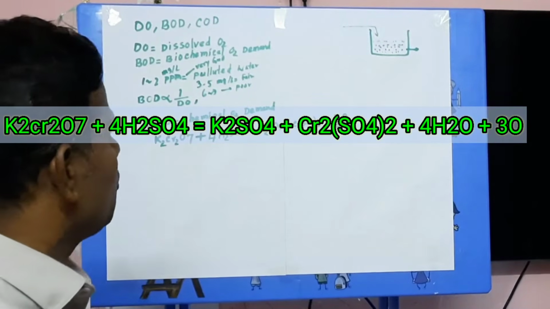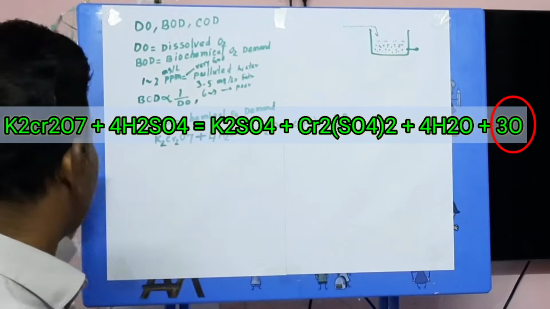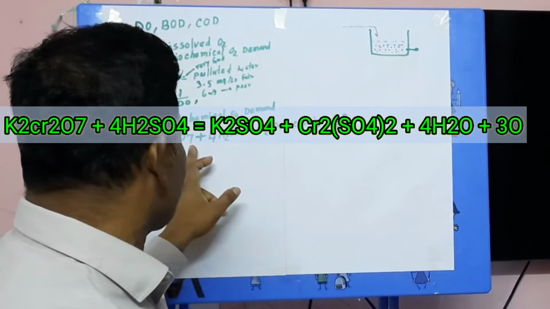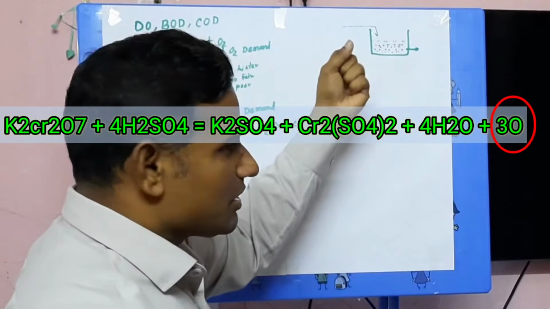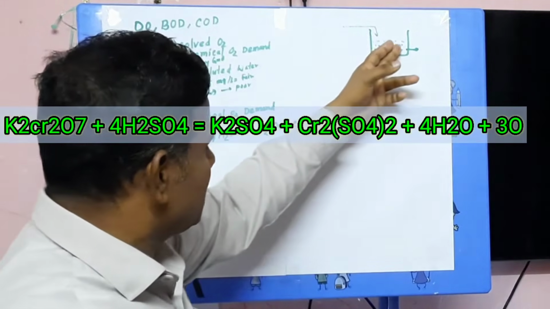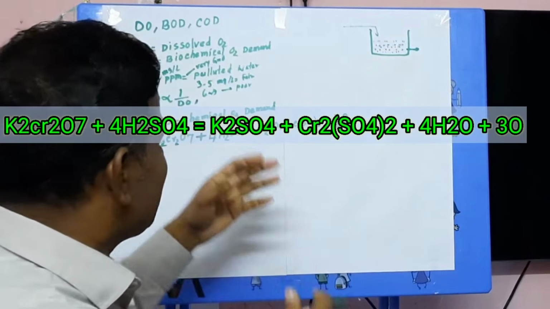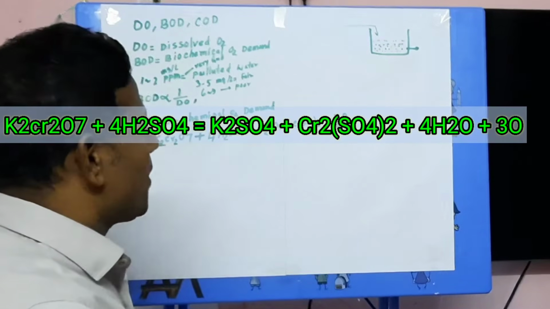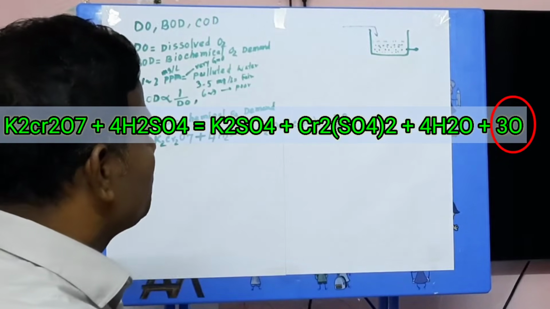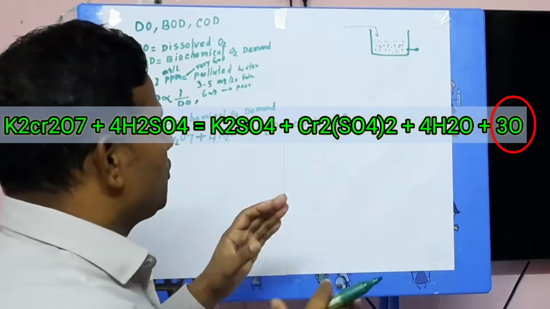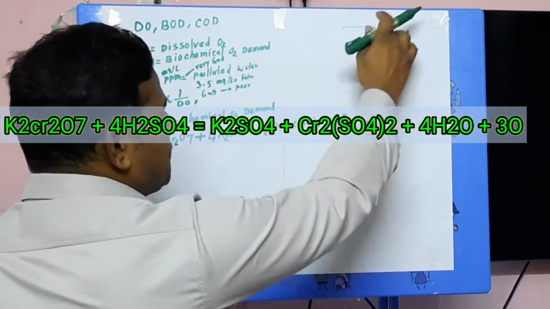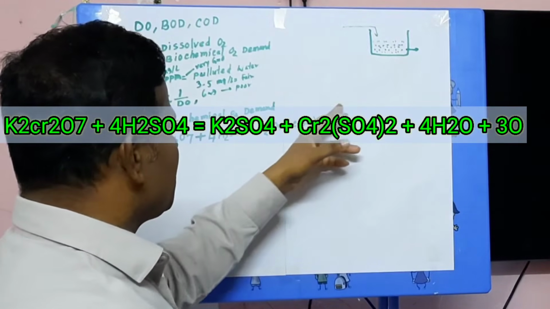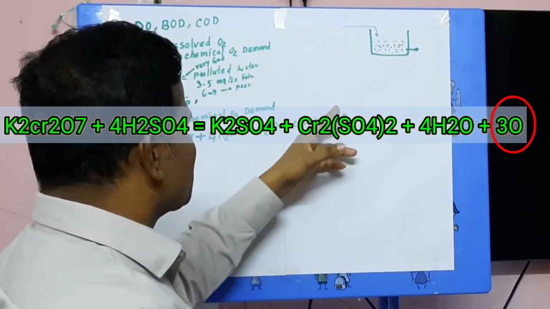For getting more oxygen, we need to provide more potassium dichromate. By providing potassium dichromate, oxygen is consumed in this water. This oxygen reacts with the inorganic compound and removes it. If the inorganic compound or impurities are more, more oxygen is required to remove them.